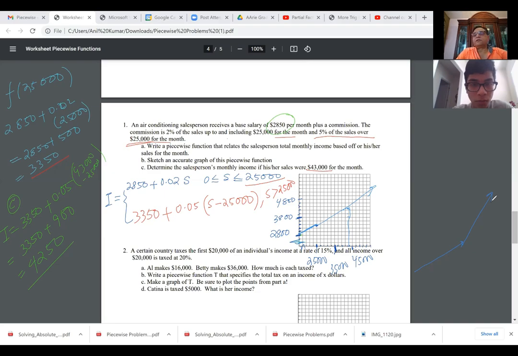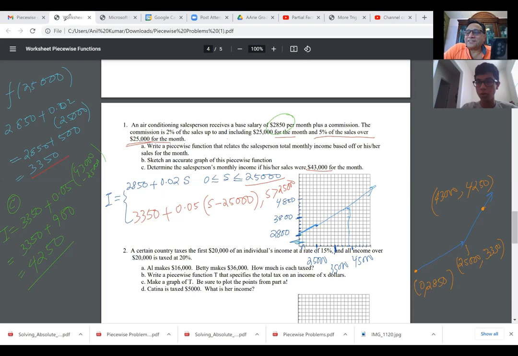So that is how you're going to get the two lines where definitely your coordinate points will be, this starting point will be at 0. You get 2850, right? Let's be very clear about it. And this point here will be at 25,000. We have the income of 3350. And then we put another point where we'll say the sales is 43,000, the income is 4250. Is it okay? Yeah, I understand. So you have to put these 3 points clearly on your grid.